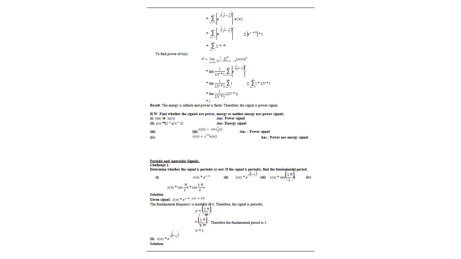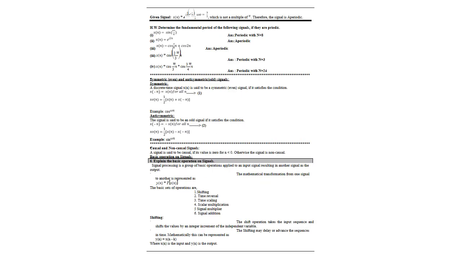Likewise for the second problem, x of n is equal to e^(j(3/5)n + 1/2). Sorry, omega naught is equal to 3 by 5, which is not a multiple of π. So therefore the signal will be aperiodic.